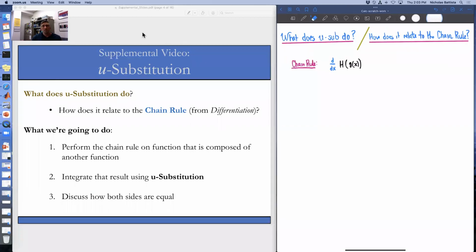In this video, we're going to see what u-substitution does in spirit, but more importantly, we're actually going to see how it relates to chain rule differentiation, like we learned in Calculus A. So to start this, we're going to apply the chain rule to a function that's composed of another function. As in, we have this function h, whose argument is this other function g of x.